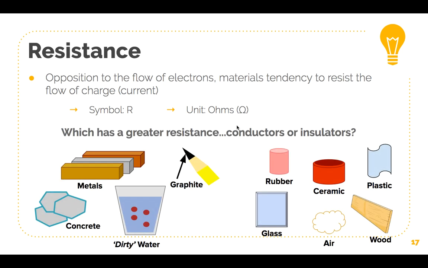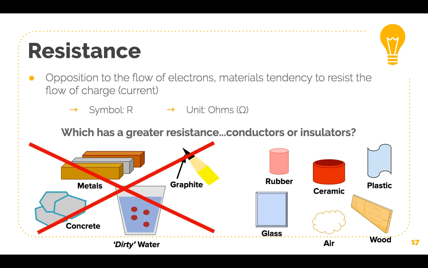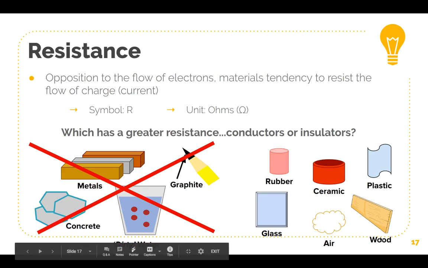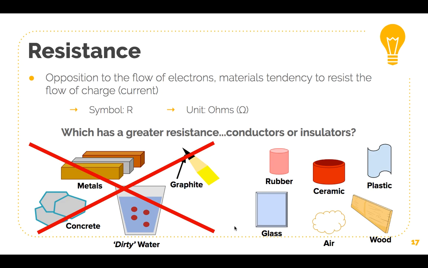So which has a greater resistance, conductors or insulators? Hopefully, you'll all know that insulators have a greater resistance. Some more examples are rubber, ceramic, plastic, wood, air, and glass. These all resist the flow of electrons, but items like metals, concrete, dirty water, like we just talked about, salt water, or graphite, are conductors. So those have a lower resistance to the flow of electrons, so electrons can easily flow through those.